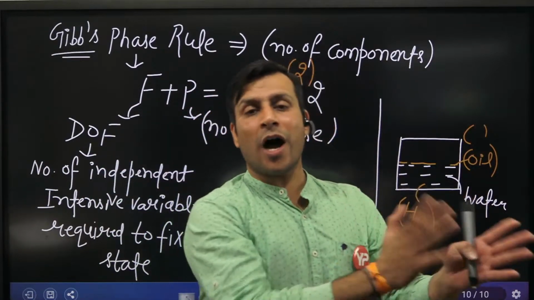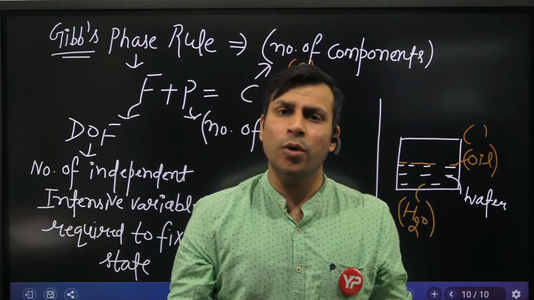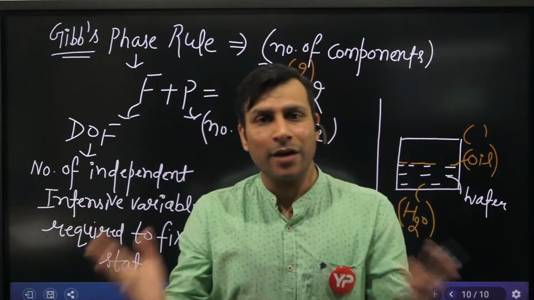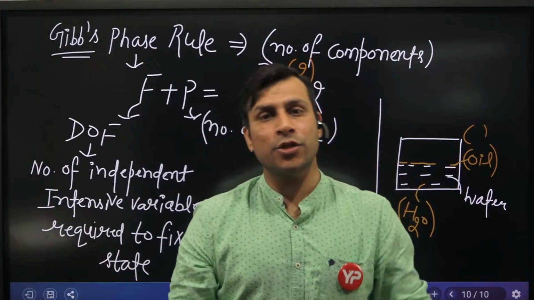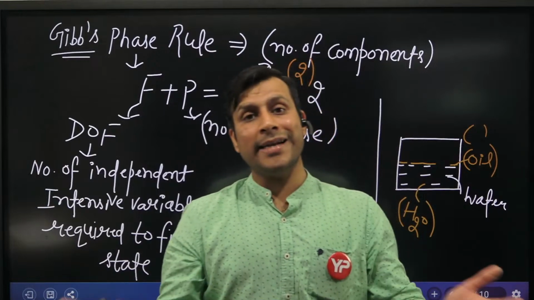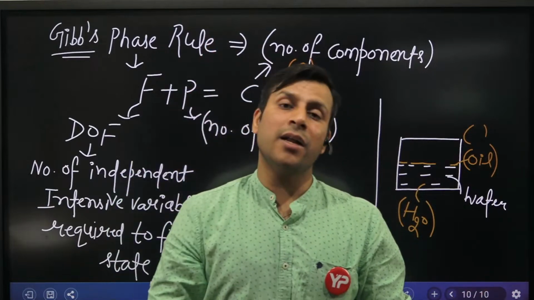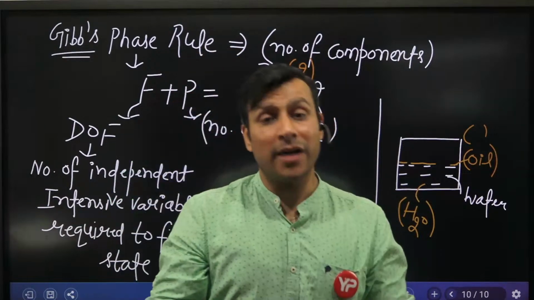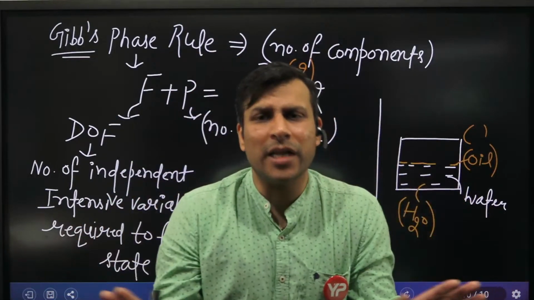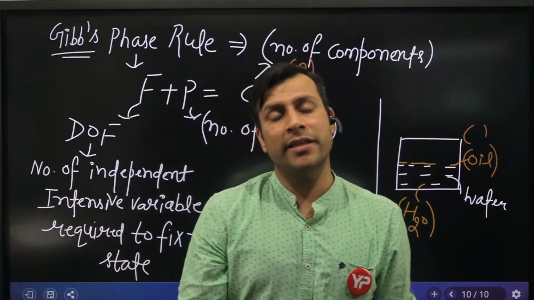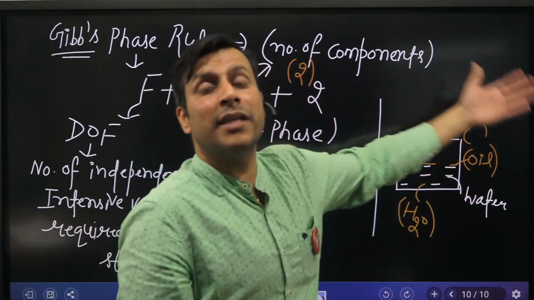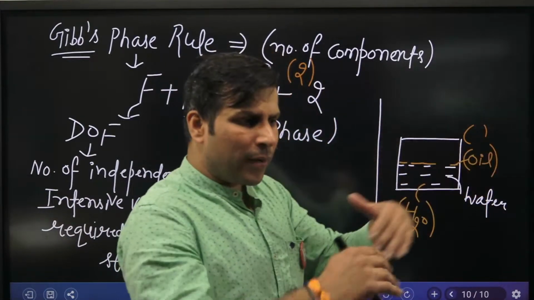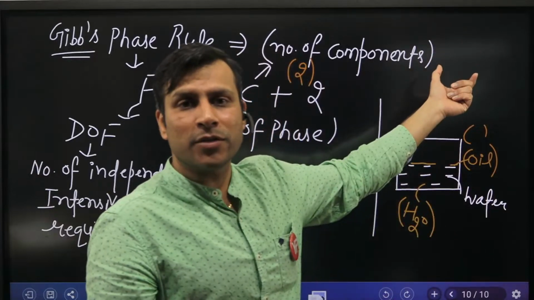Why? Because how will you represent ice? Ice is H2O. It is in solid form, but the chemical formula for ice is H2O. Similarly, what is the chemical formula for water? Again it is H2O. What is the chemical formula for steam? Again it is H2O. So their component is one only; their constituent particles are the same, they are just in different phases. If the constituents are different, the number of components will be different.